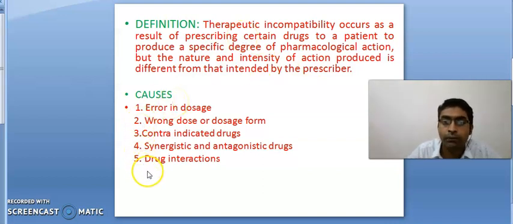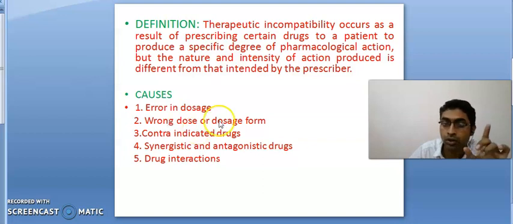These are the 5 different causes of therapeutic incompatibility: error in doses, wrong dose or dosage form, contraindicated drugs, synergistic and antagonistic drugs, and drug interactions. We will discuss them one by one.